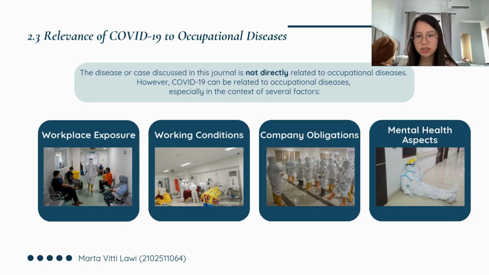Third, company obligations. Companies are expected to protect their workers' health by implementing preventive measures such as mask usage, social distancing, and vaccination. Failure to protect workers may result in legal action related to health and safety at work. And the last is mental health aspects. The psychological impact of the pandemic, such as stress, anxiety, increased workloads, and post-traumatic stress, can also be considered part of occupational disease. So overall, while COVID-19 is a viral infection, exposure and infection in the workplace can make it relevant in the context of occupational health and safety.